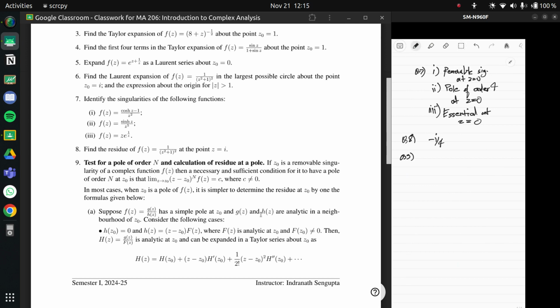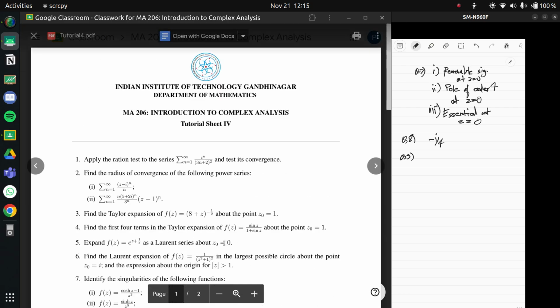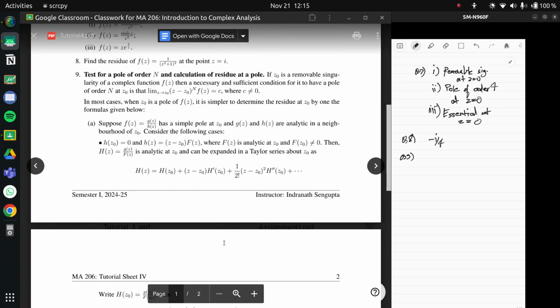So let's go to 9th. What do you want to do? It is simply to determine the residue by one of the formulas. Okay, sure, that's one way. Okay, so that's just the proof. Similarly, h of z0 equal to 0. But what do you want to do in A?